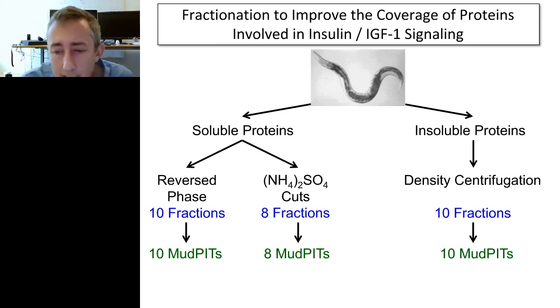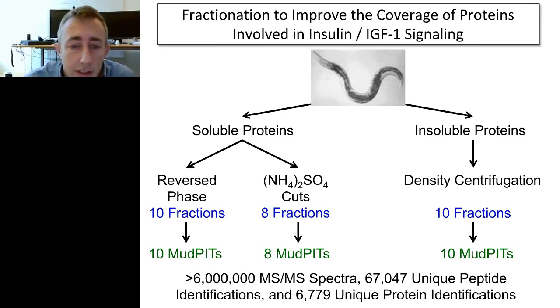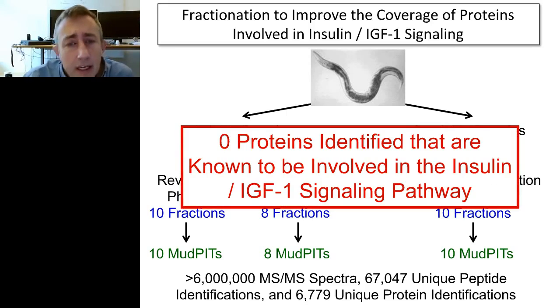The big thing that we weren't expecting at all was that after collecting all this data, which was a ton of data, about 6 million MS/MS spectra, this is on older technology, and identifying a decent number of proteins, we identified 0 proteins that were known to be involved in the insulin IGF-1 signaling pathway. So again, we hadn't made it down to street level yet.